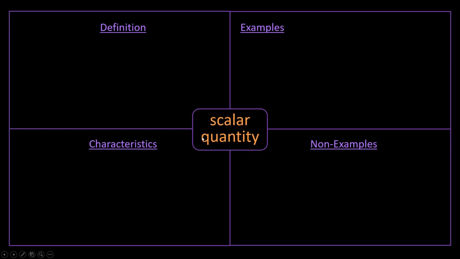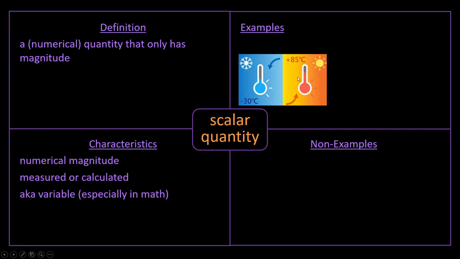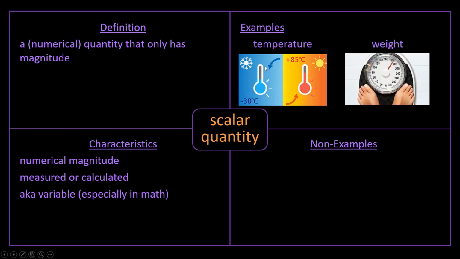Let's look at a scalar quantity. It's a numerical quantity that has only magnitude. Its characteristics: it has a numerical magnitude. It's measured or calculated, and we also will know this as a variable. Examples, we have temperature and we have weight. For instance, the temperature is either negative 30 degrees Celsius, very cold, or positive 85 degrees Celsius, very hot.